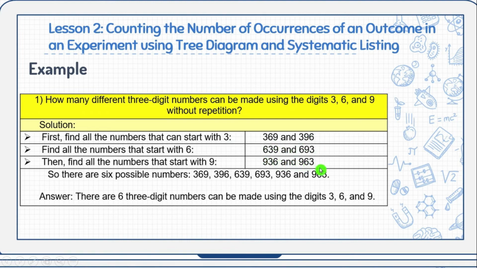So, ang ating answer dito sa question na how many different 3-digit numbers can be made using the digits 3, 6, and 9 without repetition, walang repetition po siya, ang answer ay there are 6 3-digit numbers that can be made using the digits 3, 6, and 9. Okay, kasi without repetition po siya. Okay, so that's for the first example of our systematic listing.